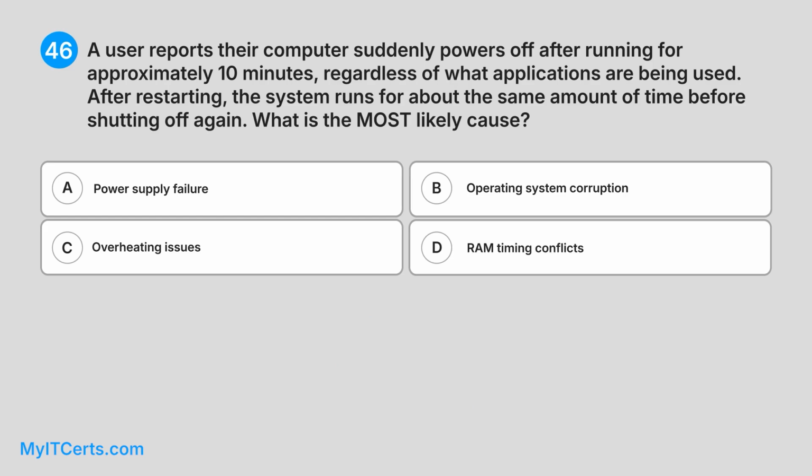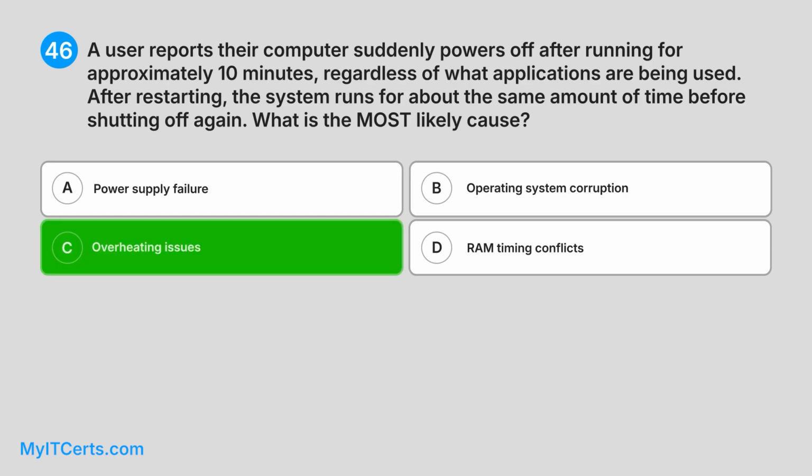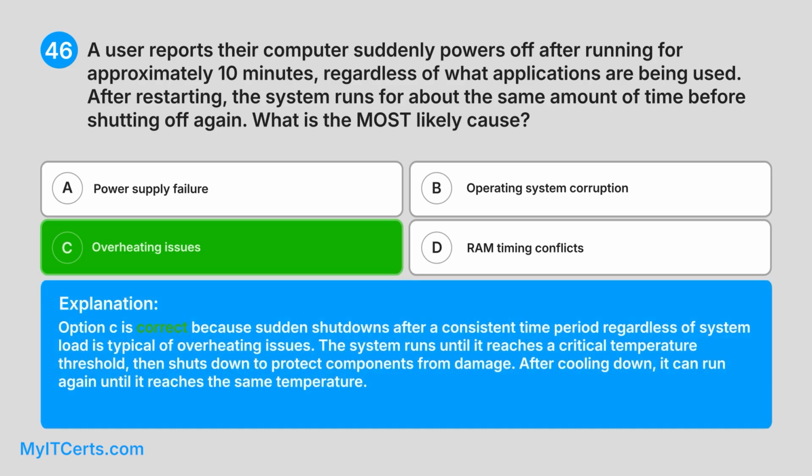Correct answer. C. Overheating issues. Explanation. Option C is correct because sudden shutdowns after a consistent time period, regardless of system load, is typical of overheating issues. The system runs until it reaches a critical temperature threshold, then shuts down to protect components from damage. After cooling down, it can run again until it reaches the same temperature.